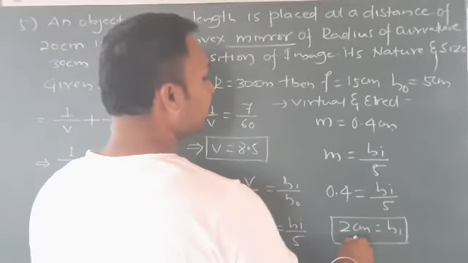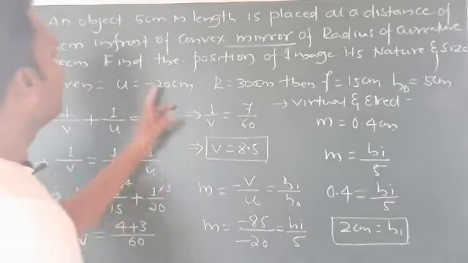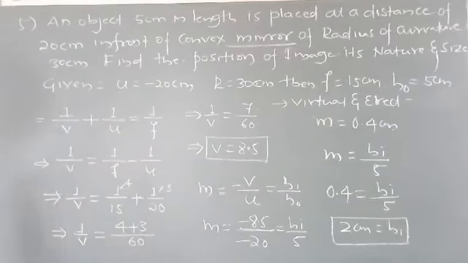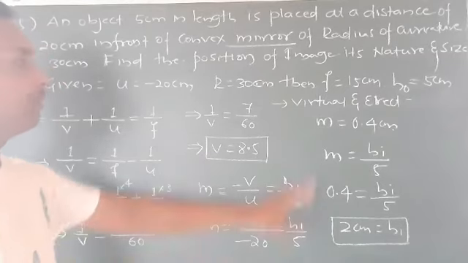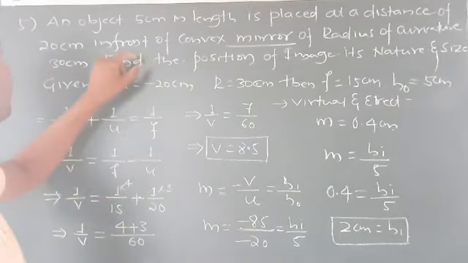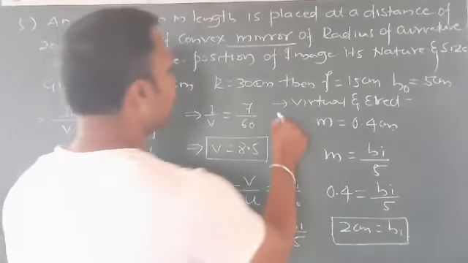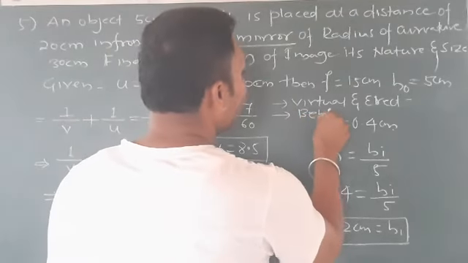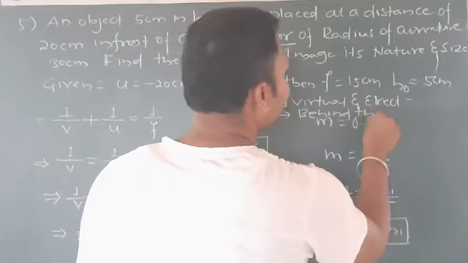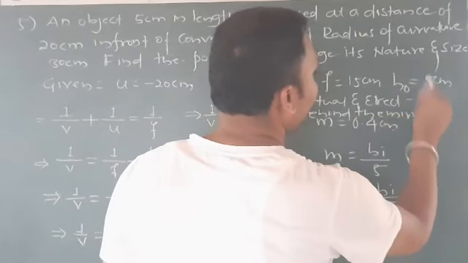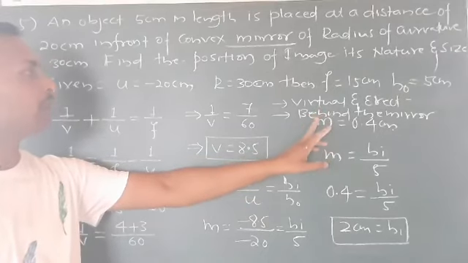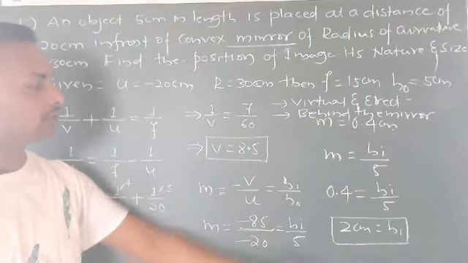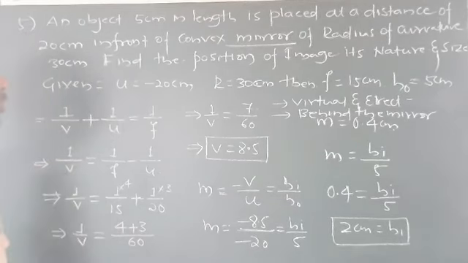So size is this one, 2 centimeter, and position, find the position of image, its nature and size. Nature is virtual and erect, and the position is, if it is virtual and erect coming in the convex mirror, means behind the mirror. So nature is virtual and erect, and position is behind the mirror, and size is 2 centimeter. I hope you understood very well.